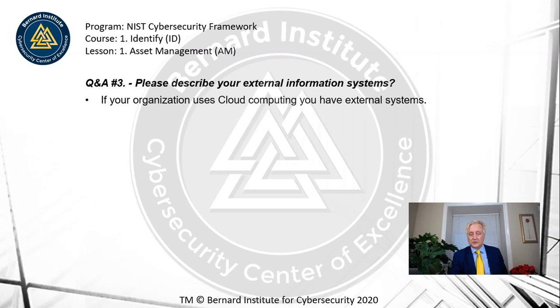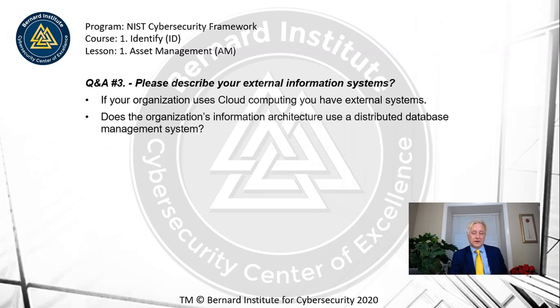Three, describe your external information systems. If your organization uses cloud computing, you have external systems. Does the organization's information architecture use a distributed database management system? So in some applications, depending on what application technology you're using, it may use distributed database architecture. And what that means is that it might break the information up into chunks and store it in different locations on the network within the application. So that's something that you need to understand. You need to drill down and find out what is the database system that you're using. Is it a DB4, DB3? Is it distributed?